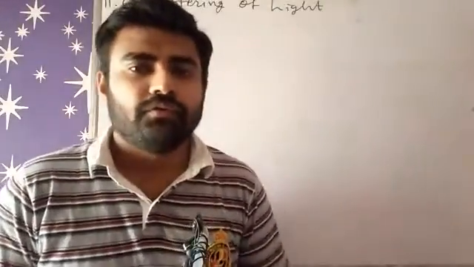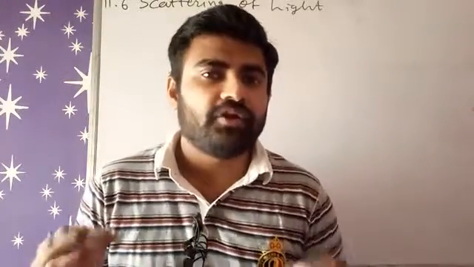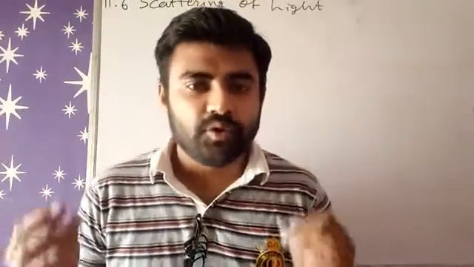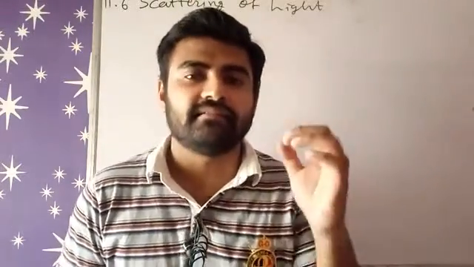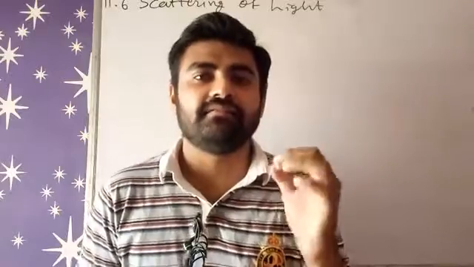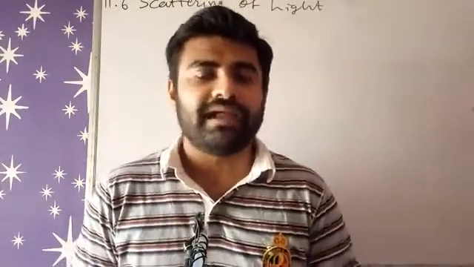Now our topic is scattering of light. So scattering of light, first phenomenon. Because of scattering of light, we see the sky as blue color, we see clouds as a white color, we see sunrise and sunset. During sunrise and sunset, we see the sun as a reddish color. So all these phenomena are because of scattering of light.